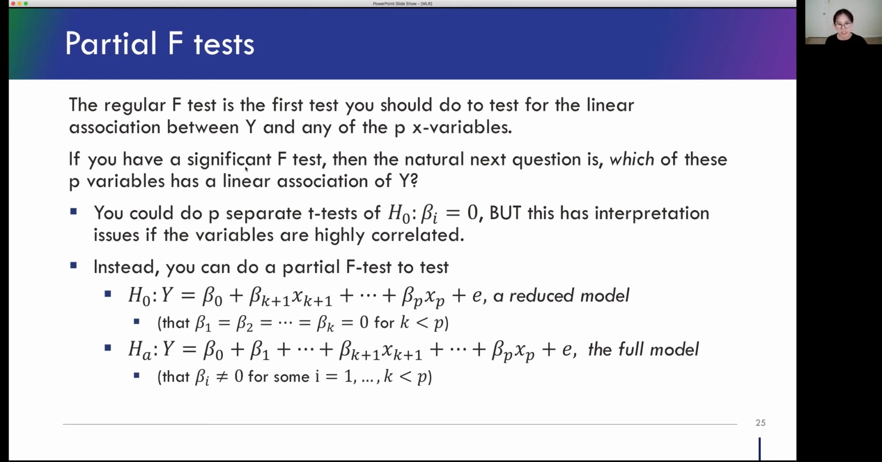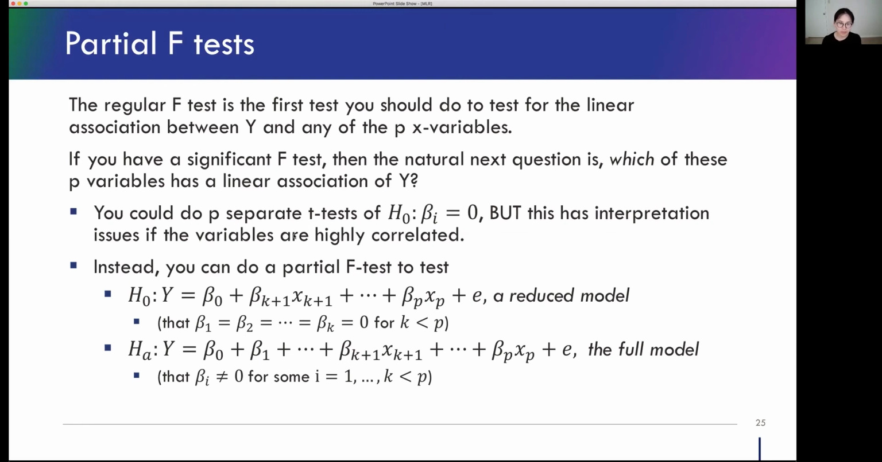If you have a significant F-test, then you might ask which of these p variables has a linear association with this y. Well, you can do p separate t-tests with the null hypothesis being beta i equal to 0, but this has some interpretation issues if the variables are highly correlated. So instead, we will do a partial F-test.